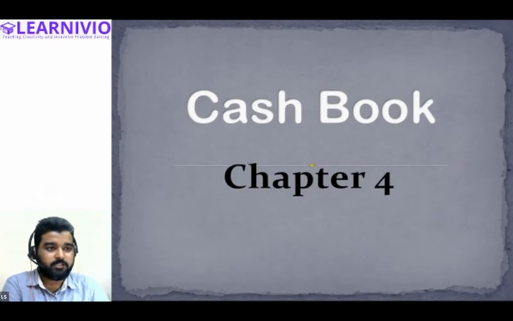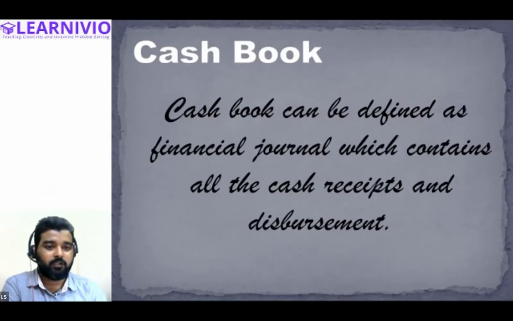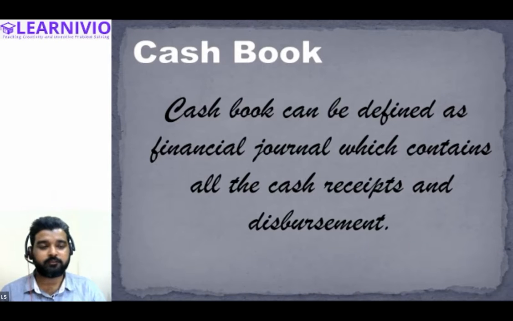What is the meaning of cash book? So cash book is what? Cash book is basically, you can say, a detailed financial journal that contains the information regarding the cash inflow and cash outflow. So whatever the inflows and outflows have taken place during the accounting year in the enterprise, we record on the financial journal. That is called basically cash book.